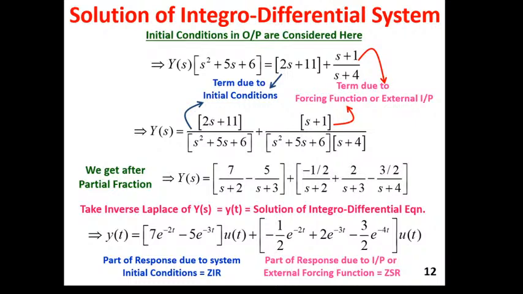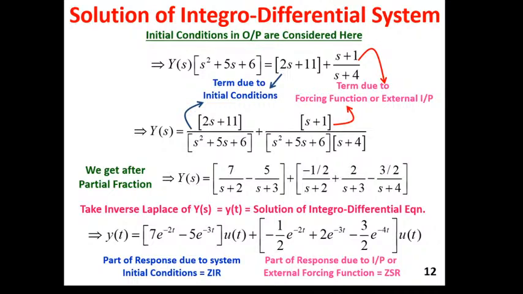This is having e raised to minus 4t part in it. So this clearly says that the forcing function has no effect on it, that's why it is called zero input response. The second part has the forcing function in it, that's why this is called zero state response. What is meant by zero state?